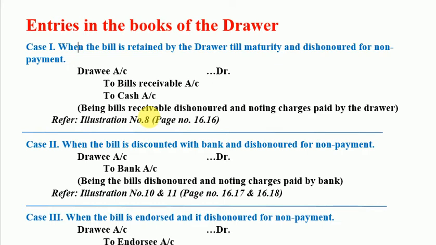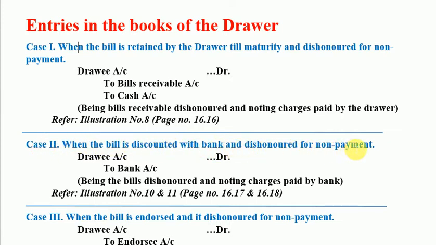Whereas the drawee Bhaskar will pass the entry: bills payable account debit, noting charges account debit, to Amar, being the bills payable dishonored and noting charges paid by Amar. This we will discuss when we go into the drawee's books. So I hope the first case of a bill retained and dishonored on the due date is clear to all of you. Please go through illustration number 8 and solve it in your copy, and we will do it in our online class also.